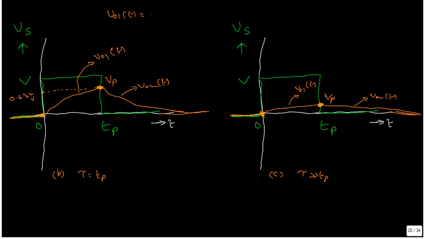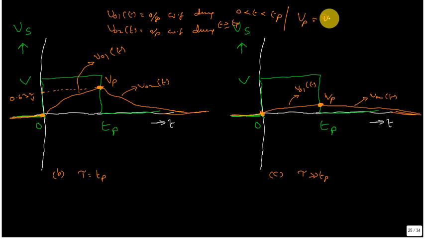We can define it like this. V01 of t is the output waveform during 0 to Tp. V02 of t is the output waveform during t greater than or equal to Tp. Next we can write Vp is the capacitor voltage, that is the output voltage, at t equal to Tp. Exactly at the end of the pulse, the voltage charged by the capacitor is given as Vp.